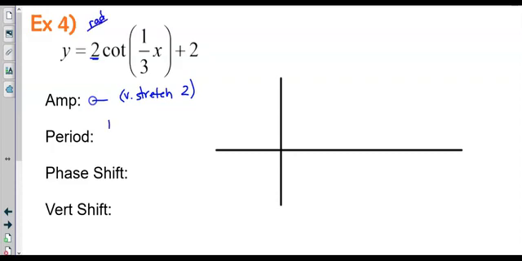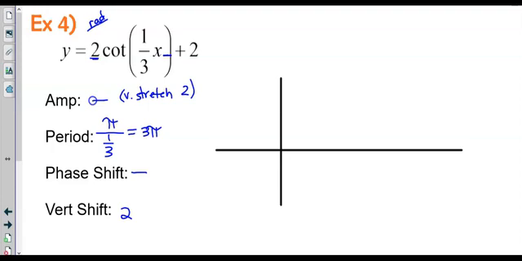So remember, a regular period is pi, so we want to do pi divided by a third. Dividing by a third is the same as multiplying by 3, so 3 pi this time. There is no phase shift, and then the vertical shift is 2. Reason there's no phase shift is there's nothing here. So if we could set that equal to 0, we could do 1/3 x equals 0, but we're just going to end up with 0 anyway.